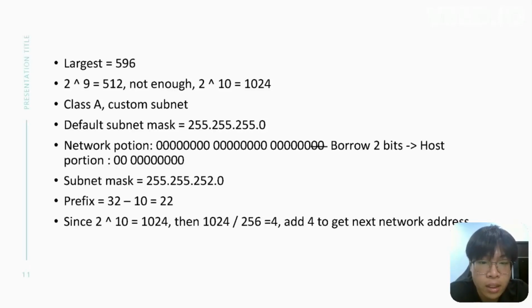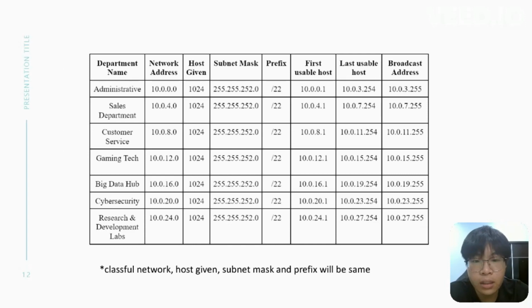255.0.0.0. Because we need 10 bits, the network portion should lend 2 bits to the host portion so that the host portion will become 10 bits. Therefore, our subnet mask will become 255.255.252.0. The prefix length is written in CIDR notation. So in this case, the prefix length is 32 minus 10, which is 22. That's how we get our host given, subnet mask, and the prefix.